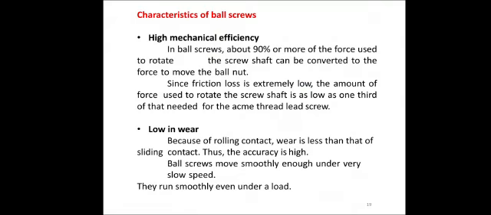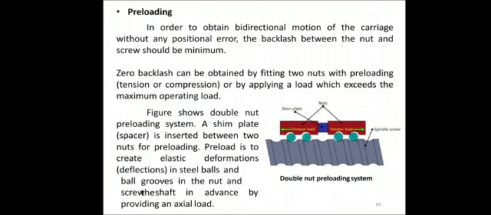Next one is preloading operation. In order to obtain bidirectional motion of the carriage without any positional error, the backlash between the nut and screw should be minimum. Zero backlash can be obtained by fitting two nuts with preloading either in tension or compression, or by applying a load which exceeds the maximum operating load.